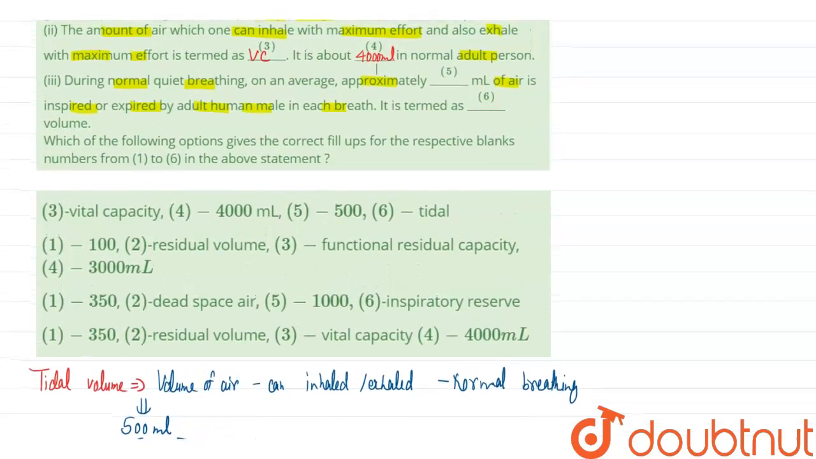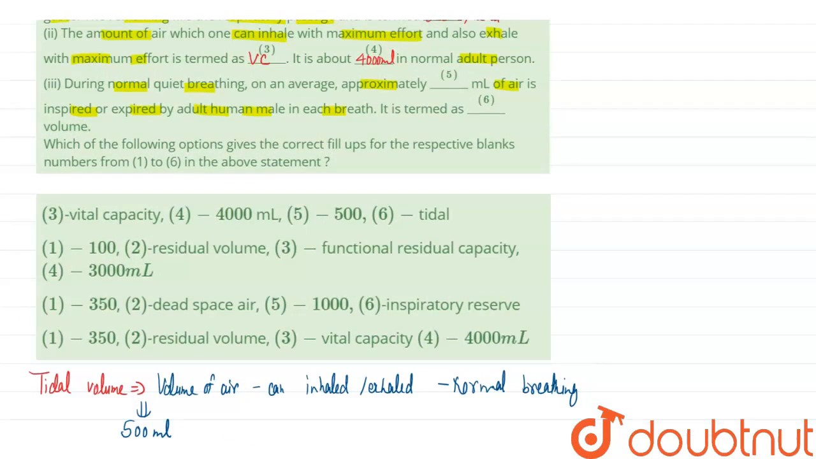So our correct match will be: third will be the vital capacity, fourth will be 4000 ml, fifth will be 500 ml, and sixth will be the tidal volume. So our correct match will be the first option. I hope this answered your question.